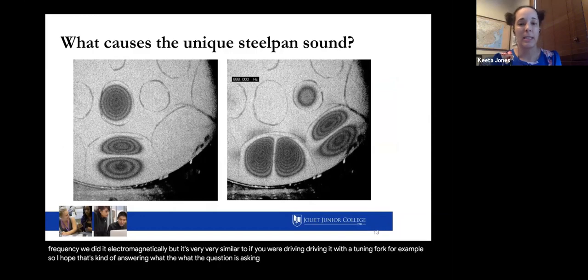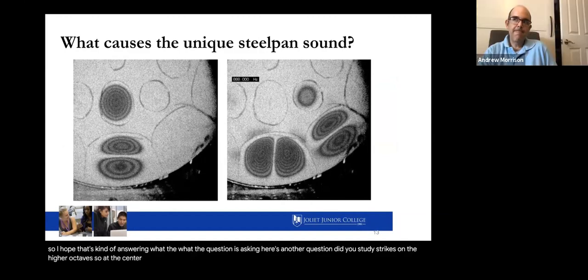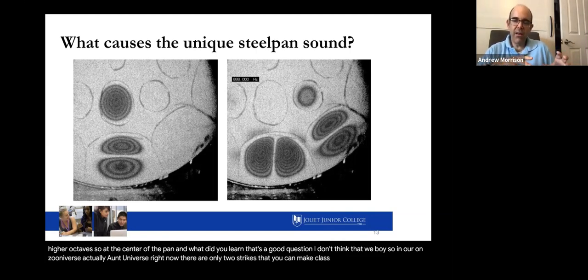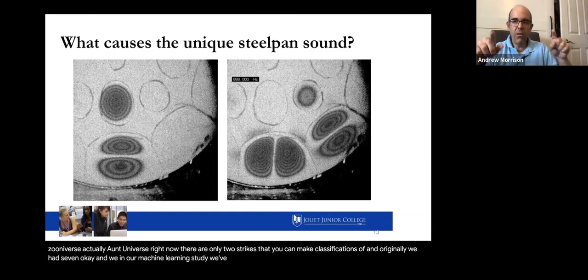Here's another question. Did you study strikes on the higher octaves, so at the center of the pan, and what did you learn? That's a good question. On Zooniverse right now, there are only 2 strikes that you can make classifications of. Originally we had 7, and in our machine learning study, we focused on the 7, and they are all from the outer ring.